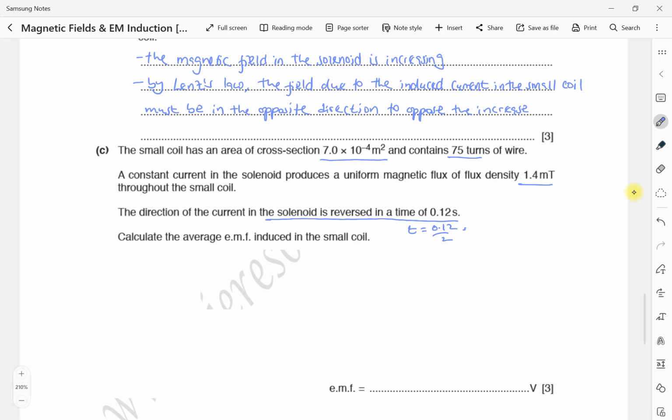So we know that EMF is directly proportional to the rate of change of magnetic flux linkage. So EMF is going to be N times change in flux over time, or it can be N, B, A over T. The number of turns is 75. The magnetic field is 1.4 times 10 to the power of minus 3. The area of cross-section is 7.0 times 10 to the power of minus 4. Then the time is 0.12 divided by 2 because it is reversed.